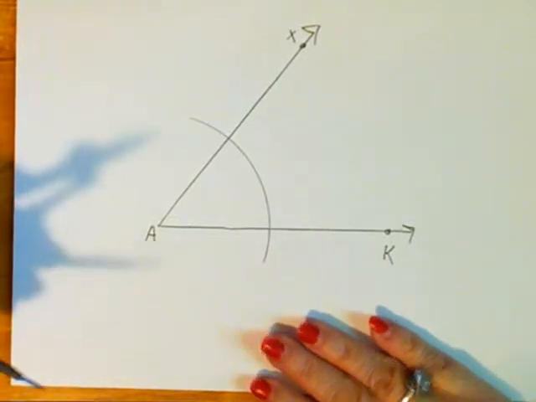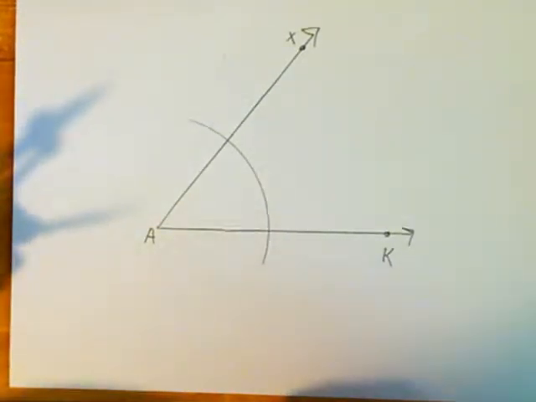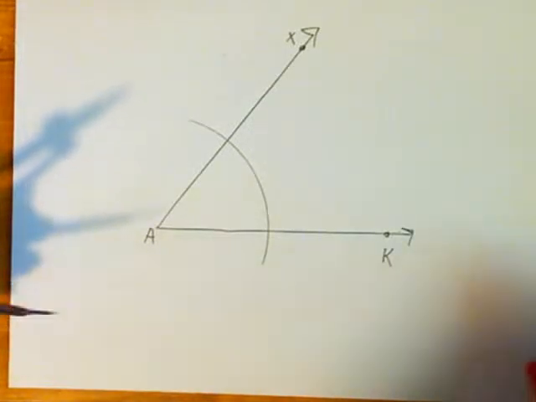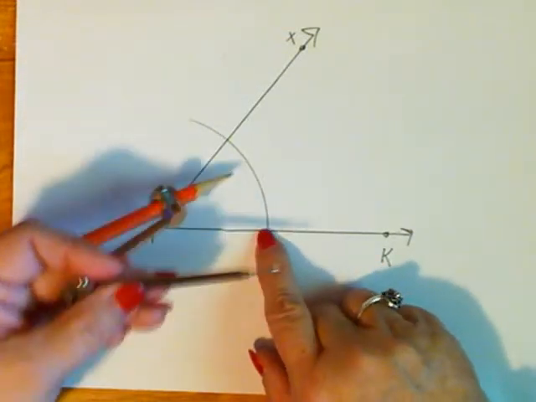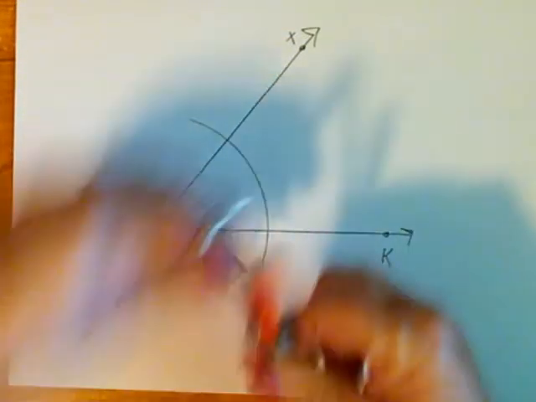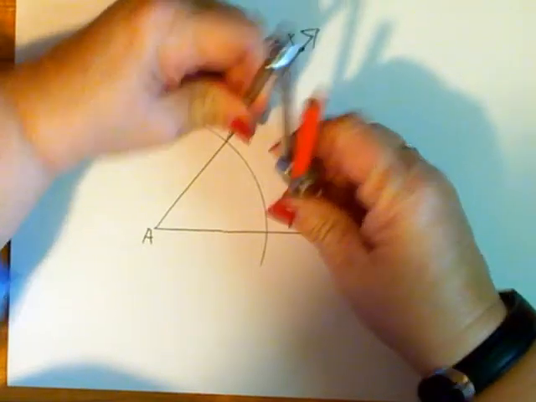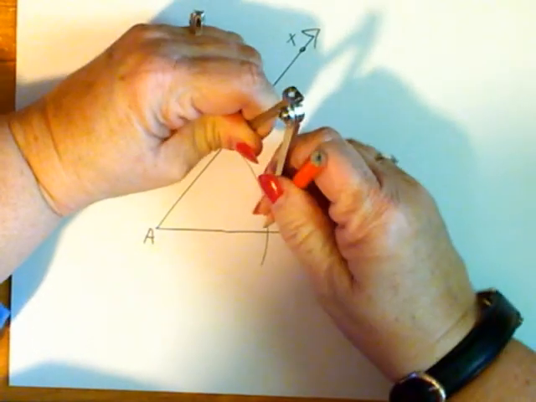Now, here's the trick. Remember how when we did the midpoint of a segment, we extended over halfway? Well, this is kind of the same thing. We're basically going to find the midpoint. If we had a segment here, we're going to find the midpoint. But we don't have to draw it. We just have to measure from here to here.